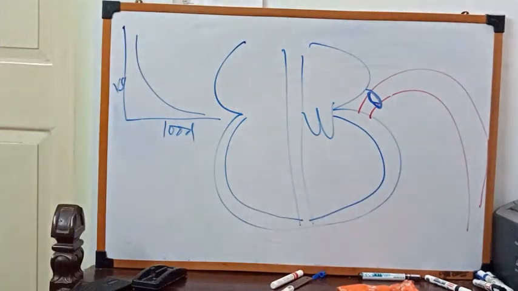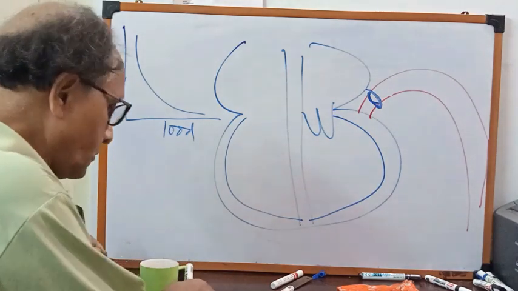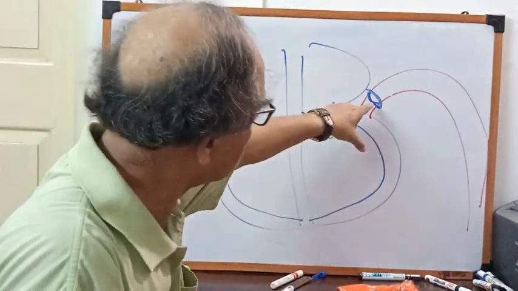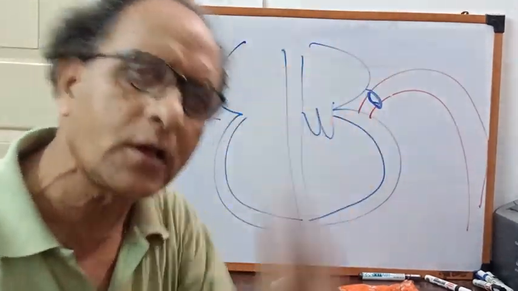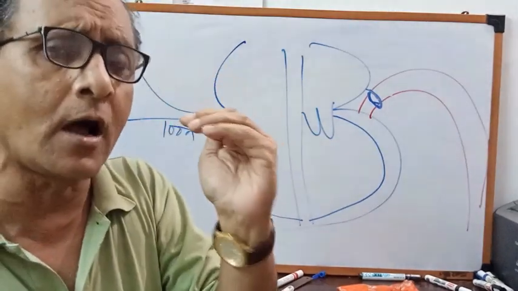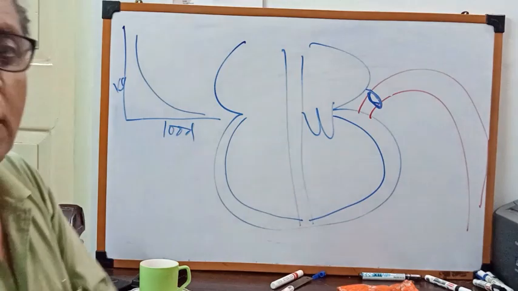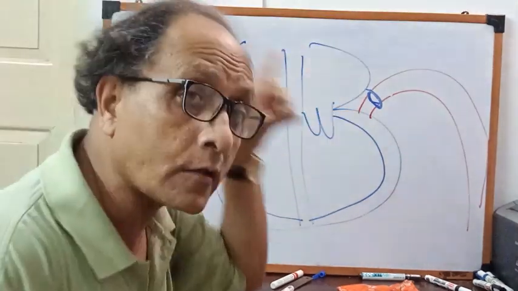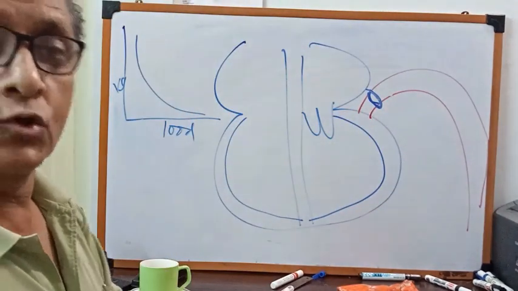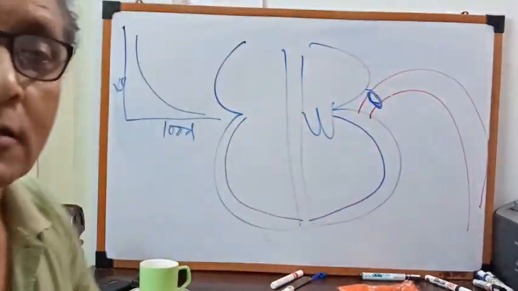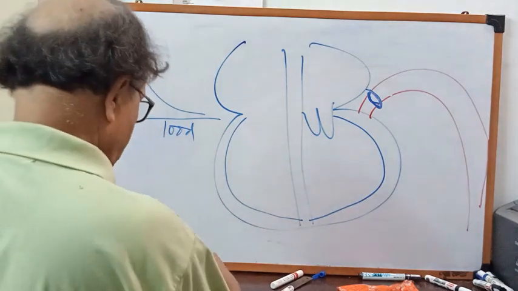So we are manipulatively increasing the afterload and determining that particular afterload, that quantitative value of the afterload, which is just sufficient to prevent ventricular ejection. So that is my experiment.